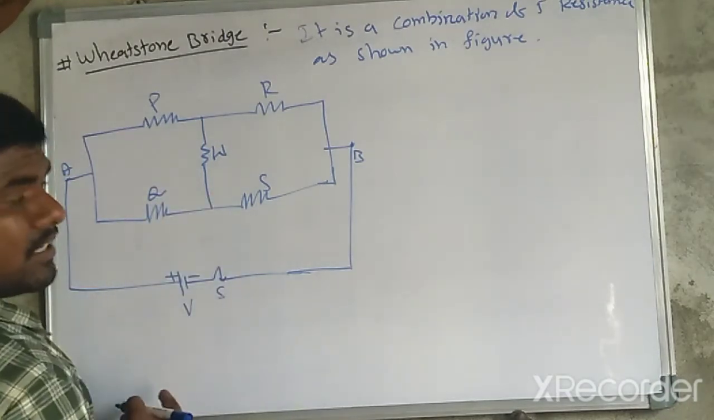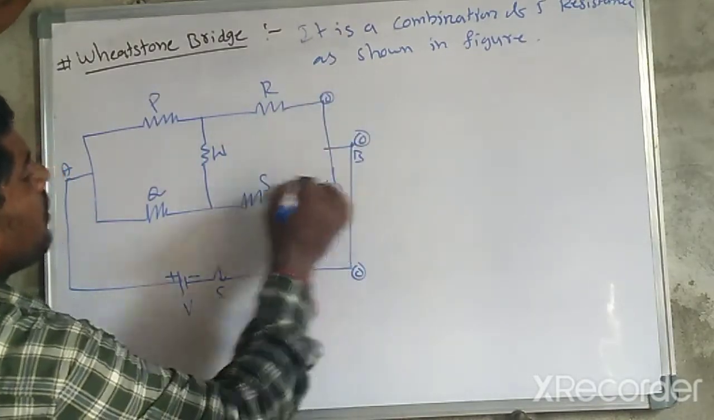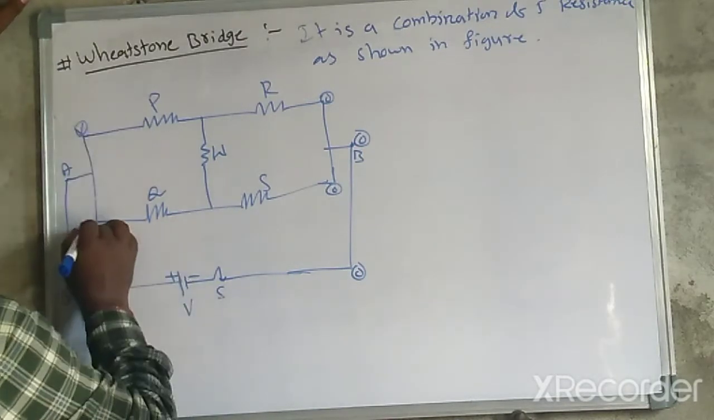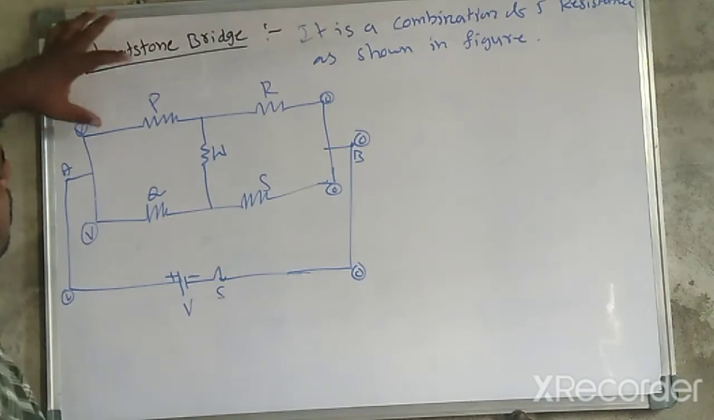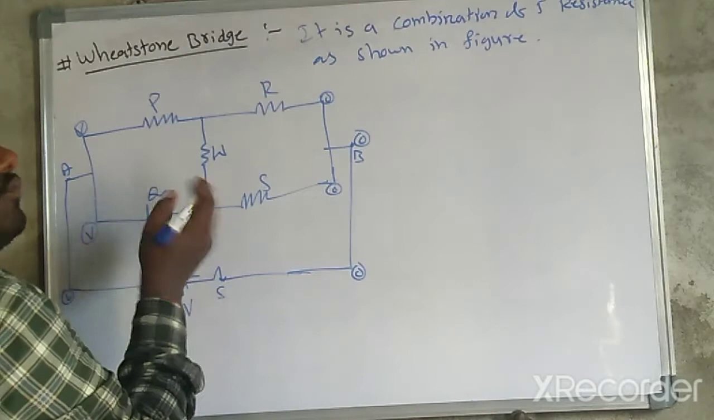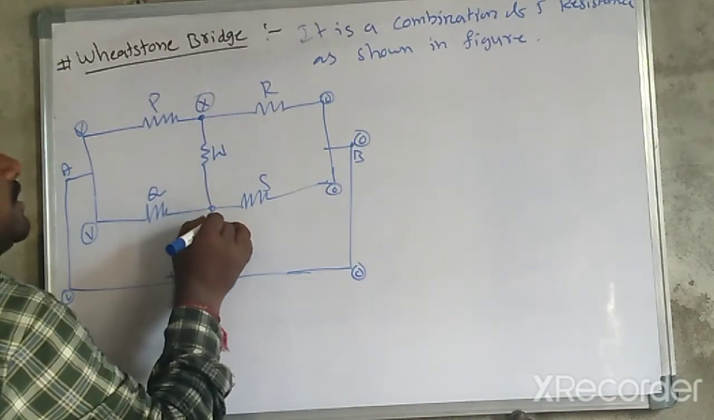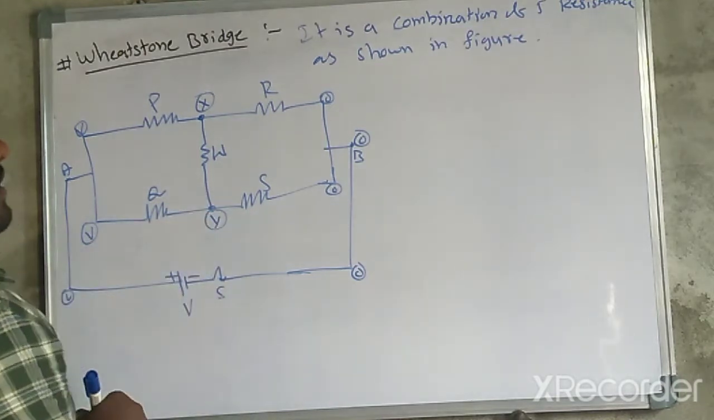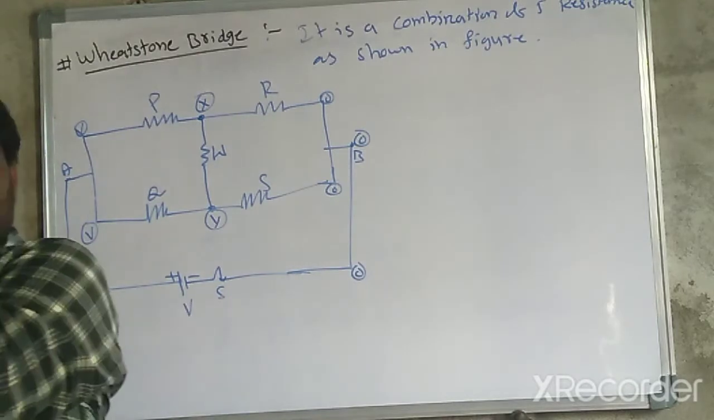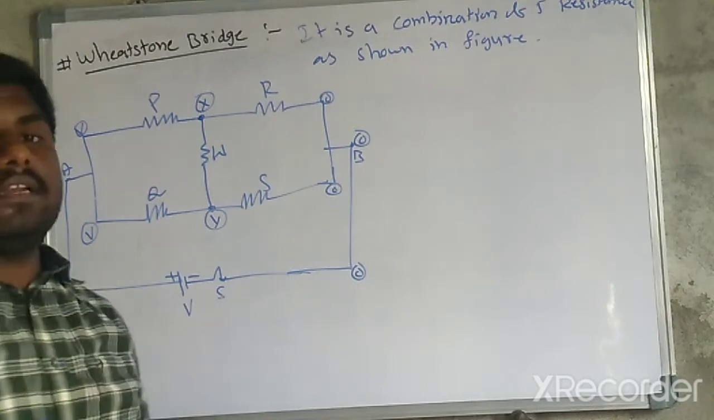Whenever it is connected like this, the battery negative side is zero potential and the battery positive side is V potential. At these two points we don't know the potentials. Let us consider one potential X and the other at this point Y. So X and Y are two unknown potentials.